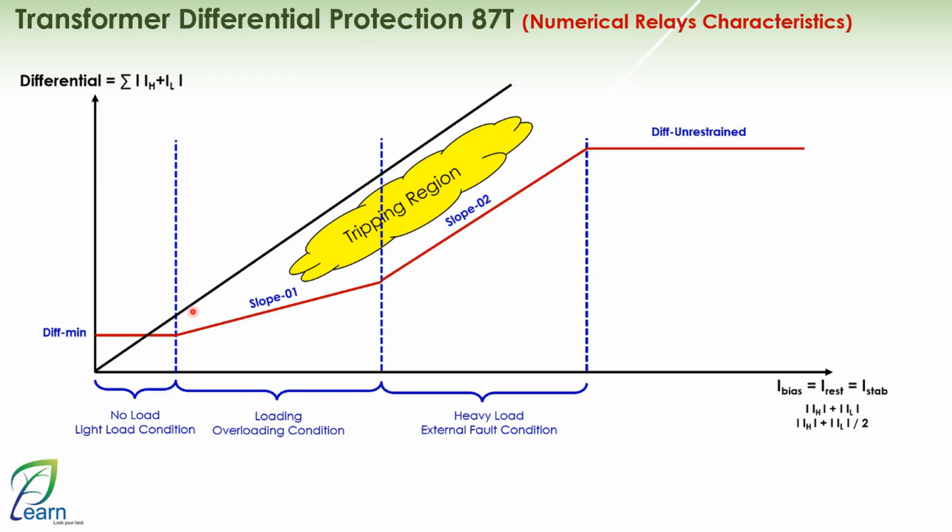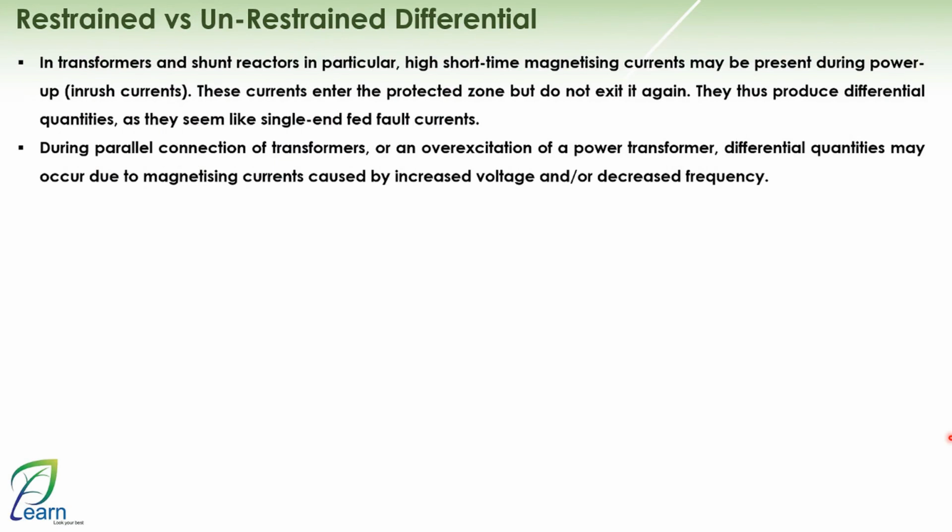Very good. Now there was a term mentioned in front of us, which is the differential unrestrained. Who is this differential unrestrained? Since we didn't pay attention, let's take a look at it together. The difference between restrained and unrestrained differential now is that in transformers and shunt reactors, you have high short time magnetizing currents. These are currents that appear during the powering up of the transformer, which we call inrush currents.